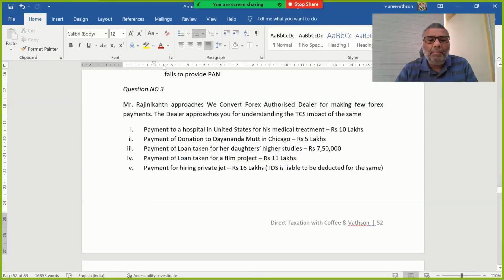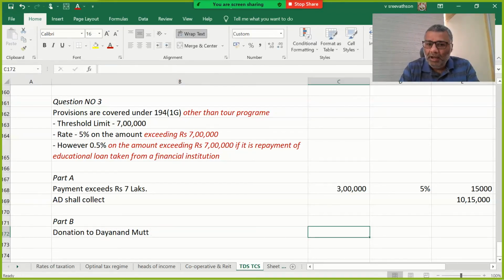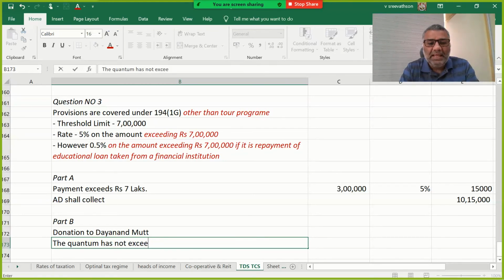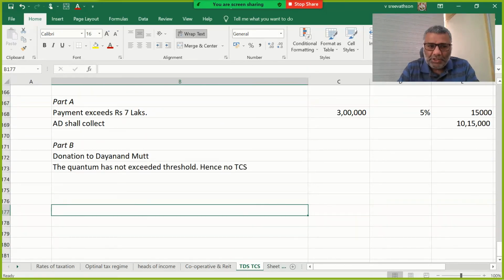Part B. Payment of donation to Dayanand Mutt in Chicago, 5 lakhs. The payment is not exceeding the threshold limit of 7 lakhs. Okay, donation to Dayanand Mutt. The quantum has not exceeded threshold. Hence, no TCS. The quantum has not exceeded. So no TCS.